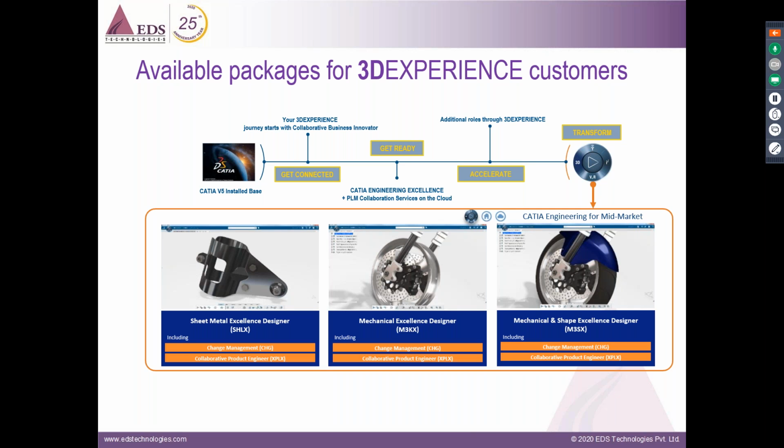Here we have three different packages, that is Sheet Metal Excellence Designer SHLX, and Mechanical Excellence Designer M3KX, which is equivalent of MD2 and above. And then we have Mechanical and Shape Excellence Designer M3SX, which is available as a part of the mid-market offer.